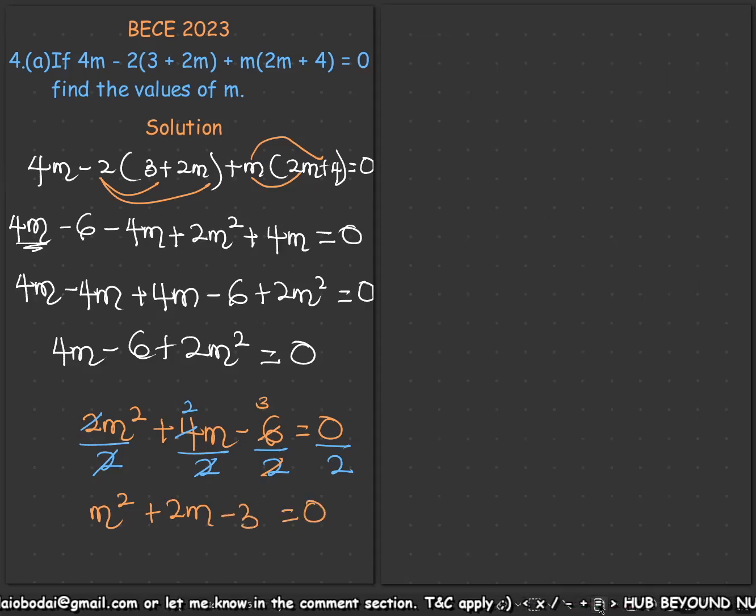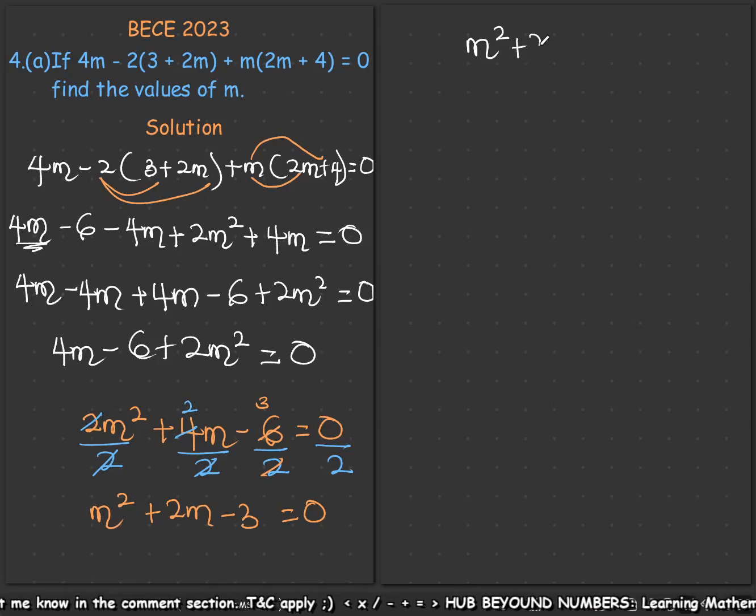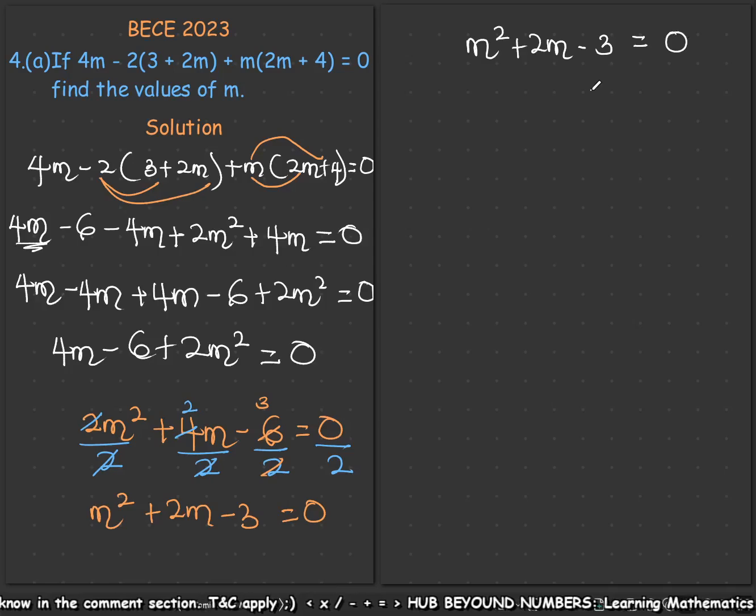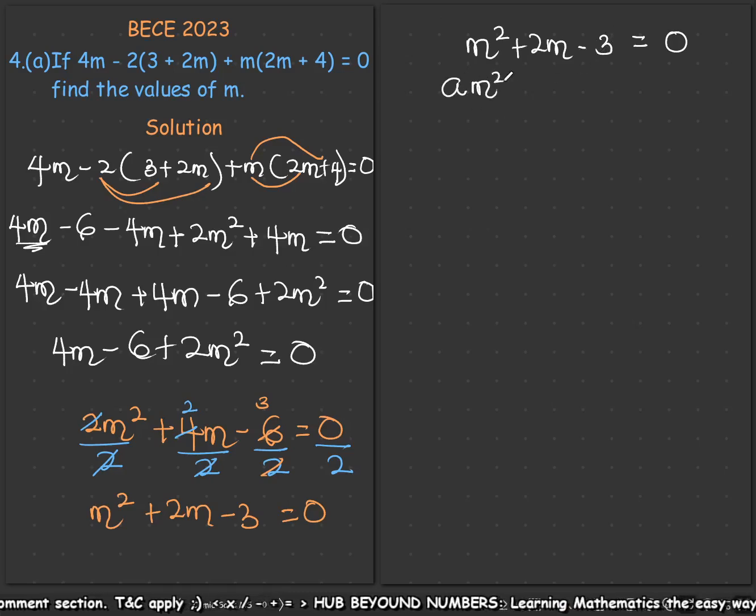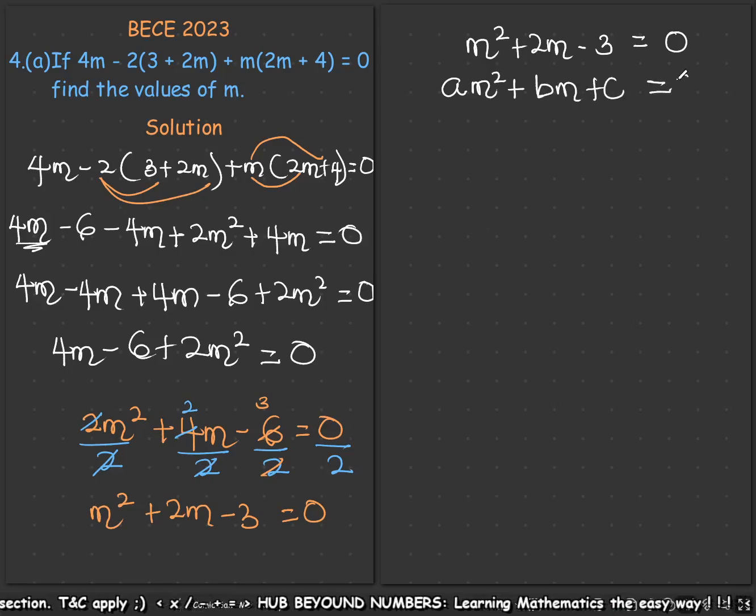So with this now, we have a new equation we want to solve, and that is m squared plus 2m minus 3 is equal to 0. Now, how do we solve quadratic equations? As usual, we'll multiply our a by our c. And where do we even say our a? So am squared plus bx, this time around I'm using m, so bm plus c is equal to 0.